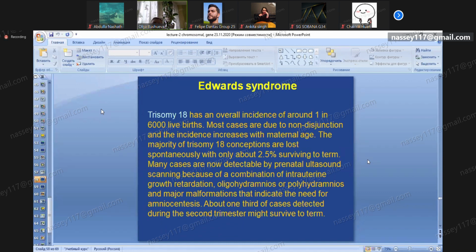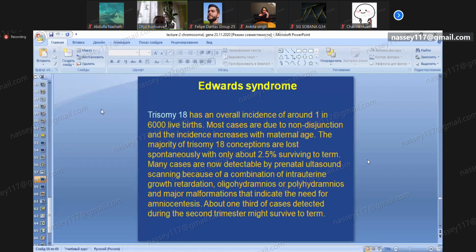Edwards syndrome, it's trisomy 18. Trisomy 18 has an overall incidence of around 1 in 6,000 live births. Most cases are due to non-disjunction, with the incidence increasing with maternal age. And the majority of trisomy 18 conceptions are lost spontaneously, with only about 2.5% surviving to term.